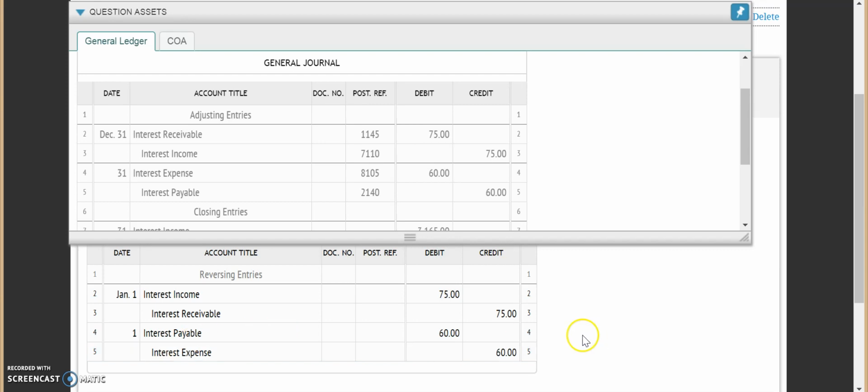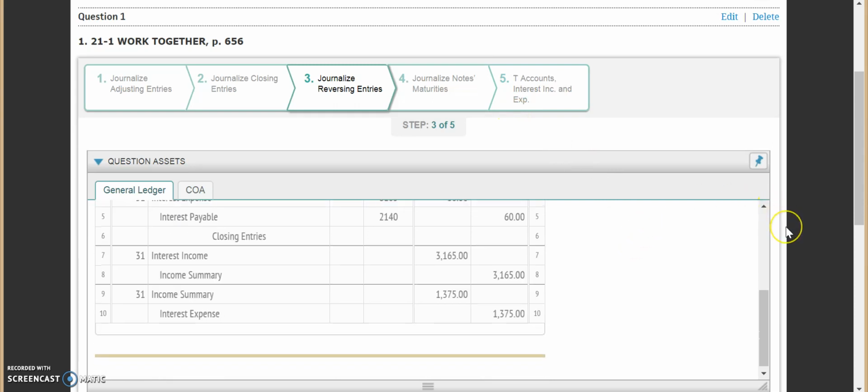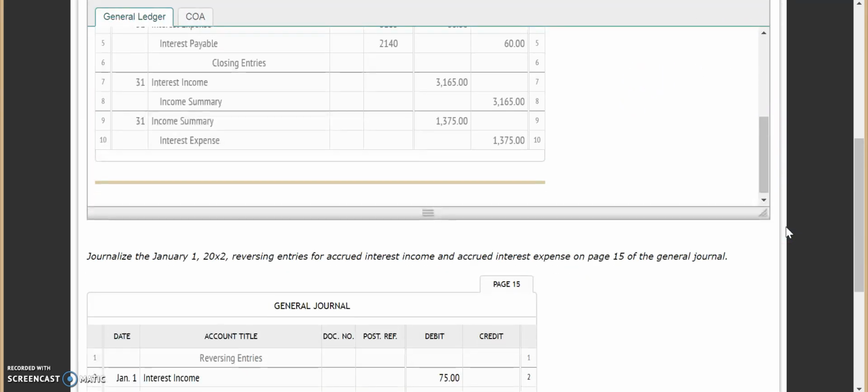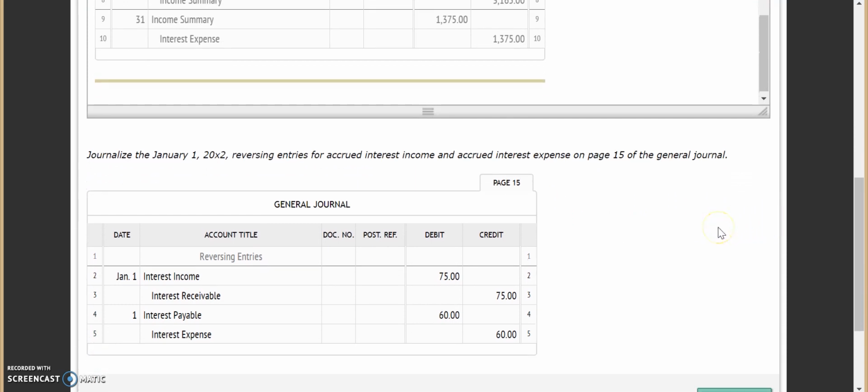So again, what's happening here is that this interest payable was sitting as a liability on our balance sheet. That's now been zeroed out, and when we actually pay our interest, it'll all end up being squared away in our interest expense account, which is exactly what we're going to do when we get in here for steps 4 and 5. But this is your reversing entry. Remember, reversing entries are essentially the exact opposite of what our adjusting entries were.